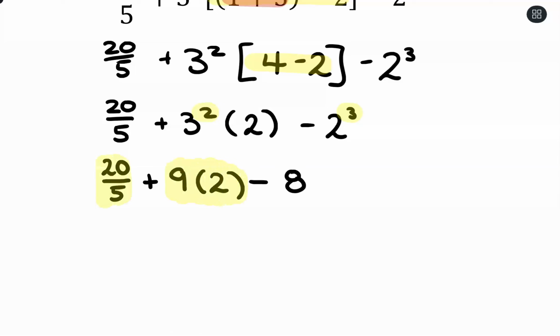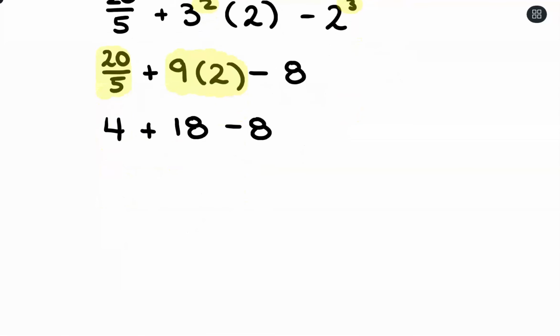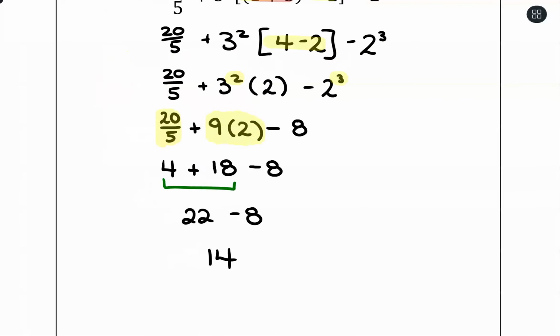So 20 divided by 5 is 4. Plus 9 times 2 is 18. And then we're doing minus 8. Multiplication, division are done. So now it's addition, subtraction. And we're going to go from left to right here. So I'm going to do the 4 plus 18 first. So 22. Minus 8, and then in our last step, that'll be a 14.